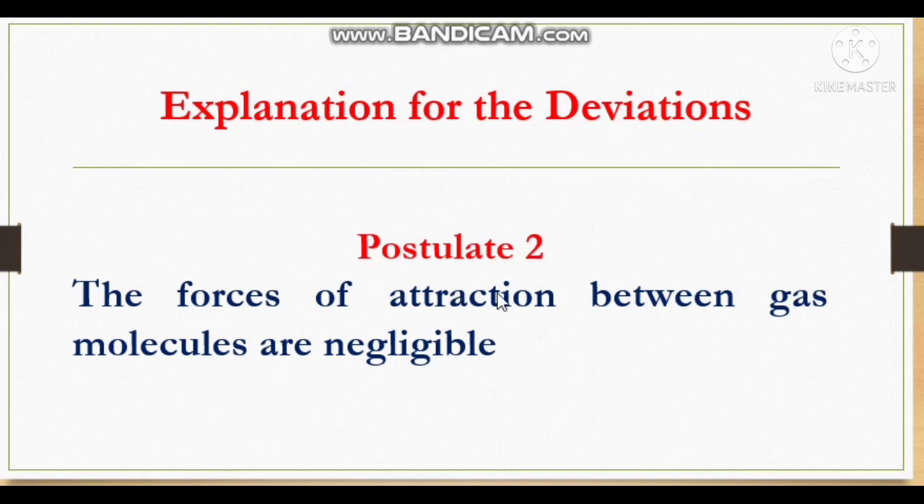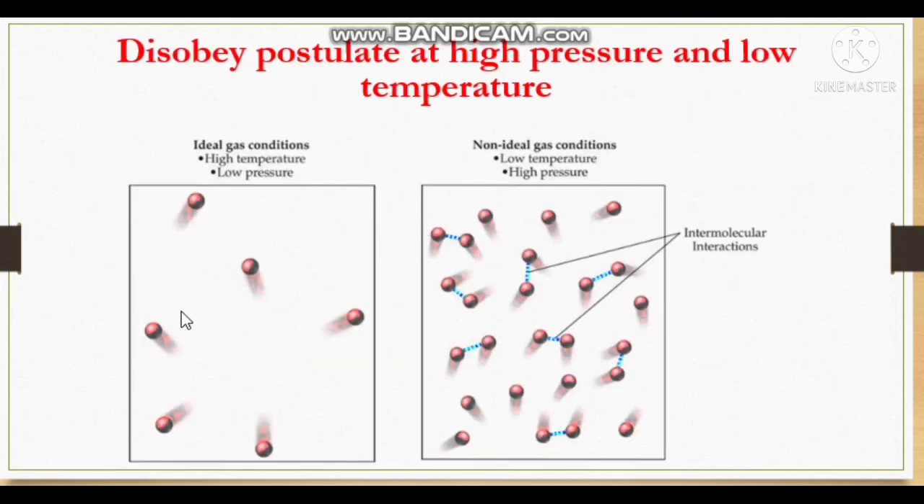The second postulate which is not followed is that the forces of attraction between gas molecules are negligible. This assumption is valid at low pressures or at high temperatures, as you can see in this figure. But at high pressure and low temperature, this postulate is not followed. It can be seen here that at high temperature and low pressure, the gas molecules lie far apart from one another, but at high pressure or at low temperature, the situation is different than the previous one.